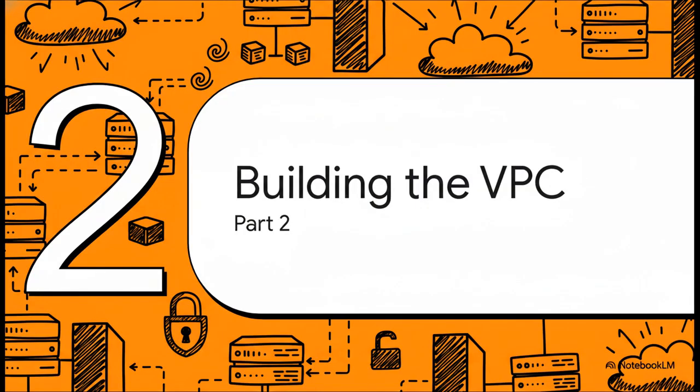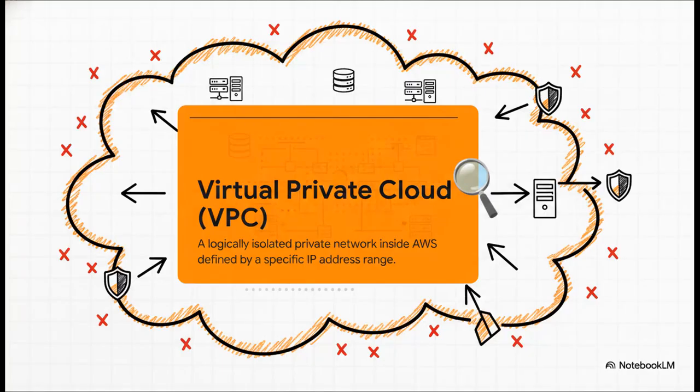Moving on to Section 2, building the VPC. This is where we hit the absolute bedrock of AWS networking. So what exactly is a VPC? A virtual private cloud is basically your own private, fenced-off territory inside AWS. It's logically isolated from every other customer's stuff. When you create a VPC, you are carving out a very specific block of IP addresses that belong entirely to you. And this is the kicker. Literally nothing outside this specific block can reach inside unless you explicitly say so. Every single resource you spin up gets an address right from this private pool.